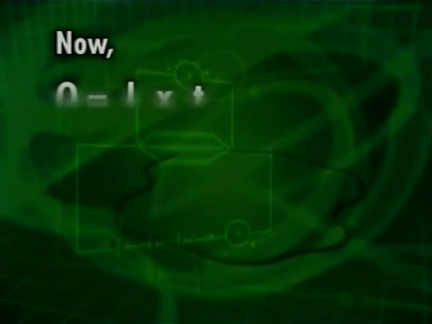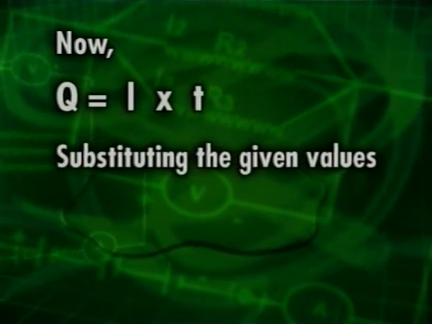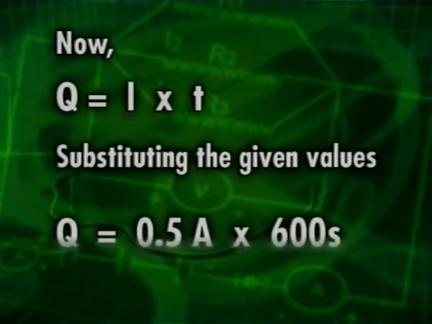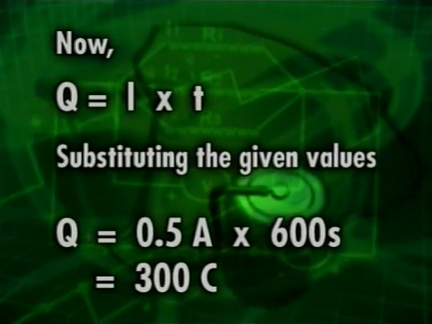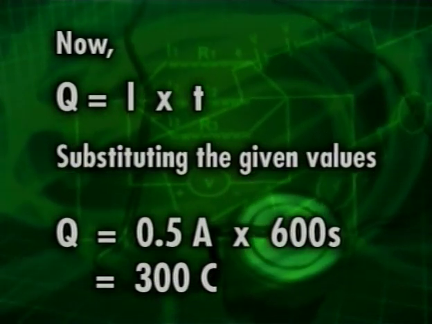Now, Q is equal to I multiplied by t. Substituting the given values, we get Q is equal to 0.5 ampere multiplied by 600 seconds. That gives 300 coulombs.